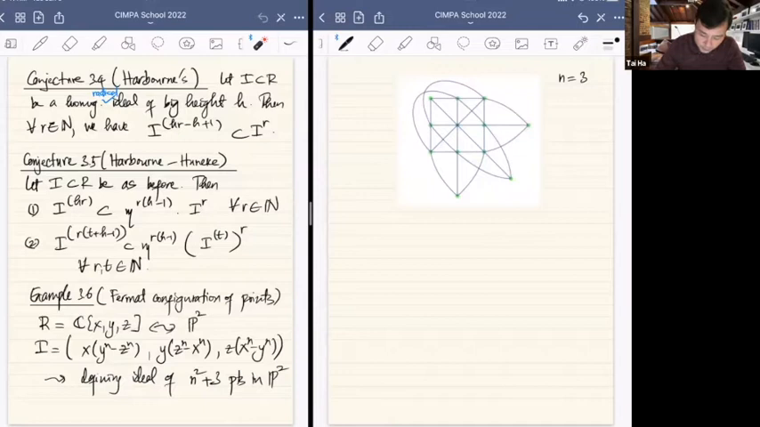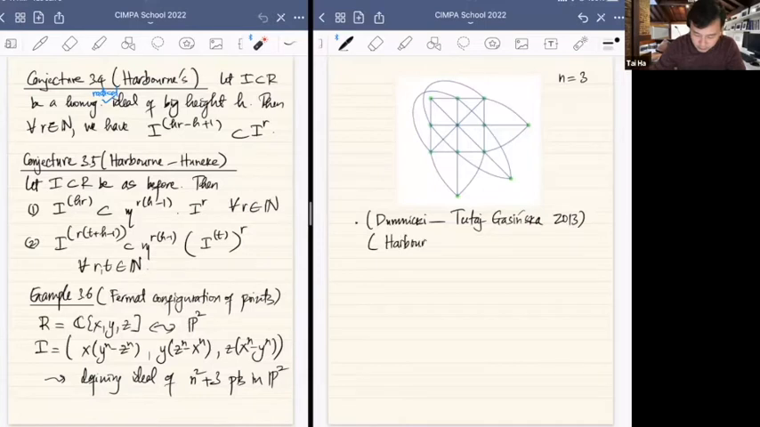And it is proved by, maybe I should write, Dumnicki and Tutaj-Gasinska in 2013 when n equals 3. And more generally by Bocci and Szemberg and Szpond in 2015 for all n, that if you look at the third symbolic power, it fails to be inside I square.